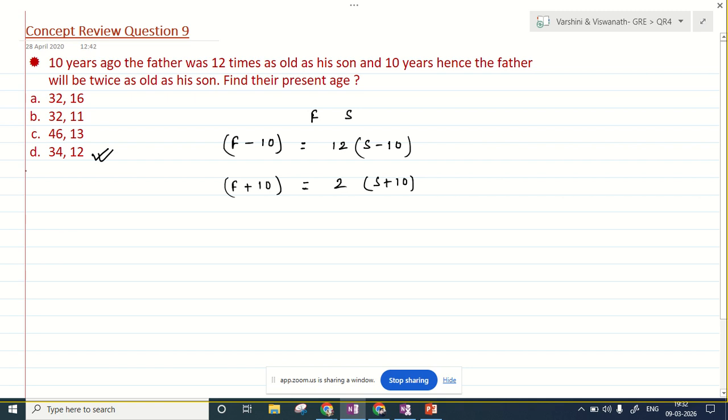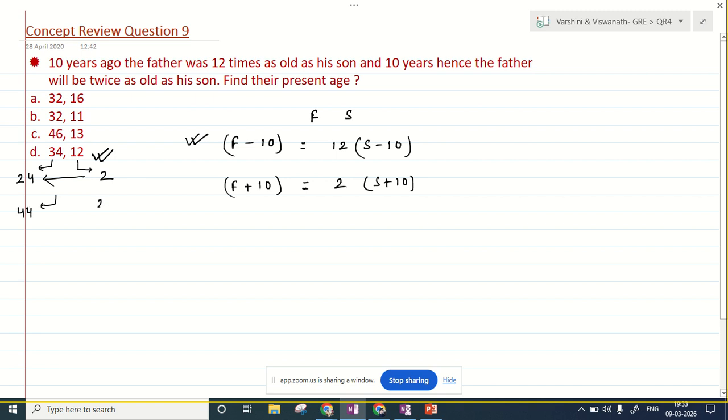So if you look at option one, you can get the answer. Before 10 years, what should it be? 24. What about before 10 years here? 2. So is it 12 times? Yes, it's 12 times. So the first condition is satisfied. Look at the next one. After 10 years, what should it be?